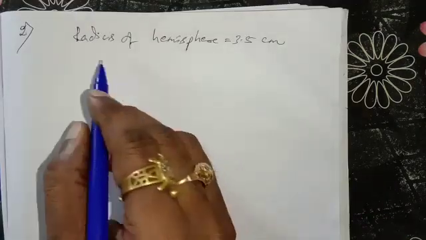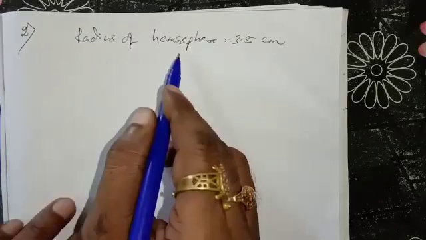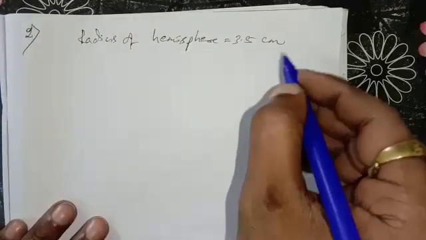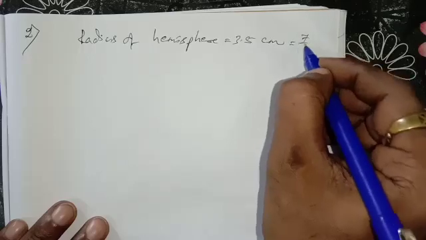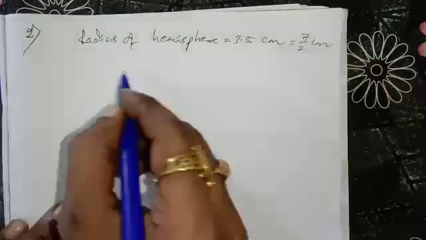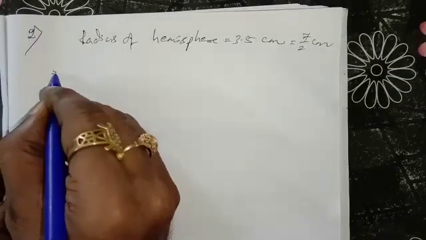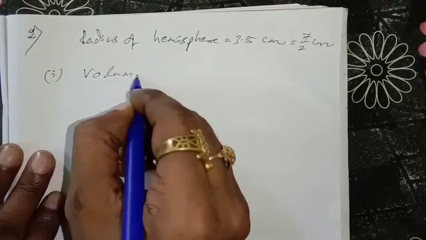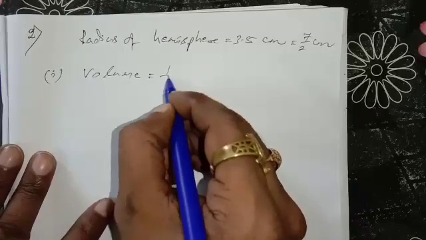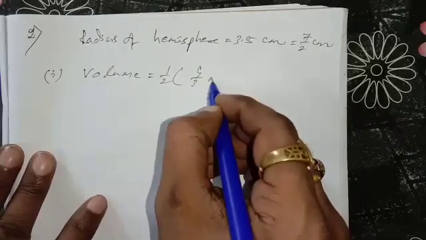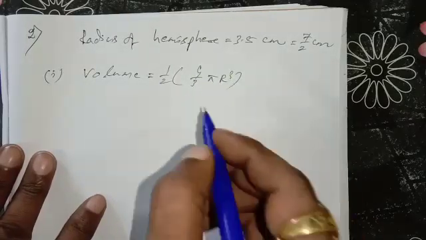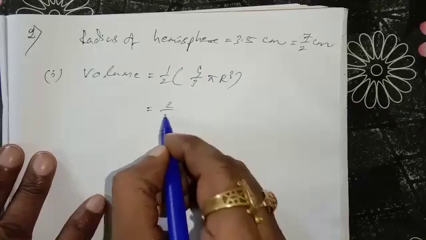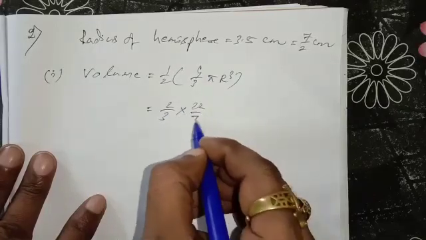Question number 2, it is given radius of hemisphere is 3.5 centimeter. 3.5 you can write as 7 by 2 centimeter. Radius of hemisphere given, you have to find out volume. Volume of hemisphere means half of the sphere, that means half of 4 by 3 pi r cube. Yes or no? That means this will cancel, 2 by 3. Pi means 22 by 7, r cube.